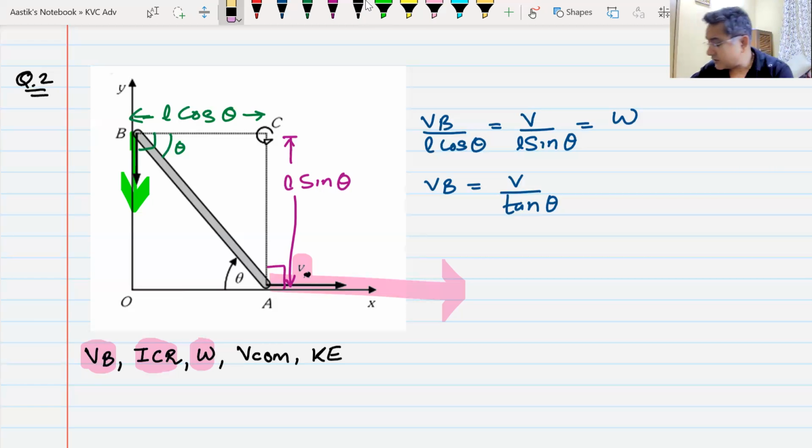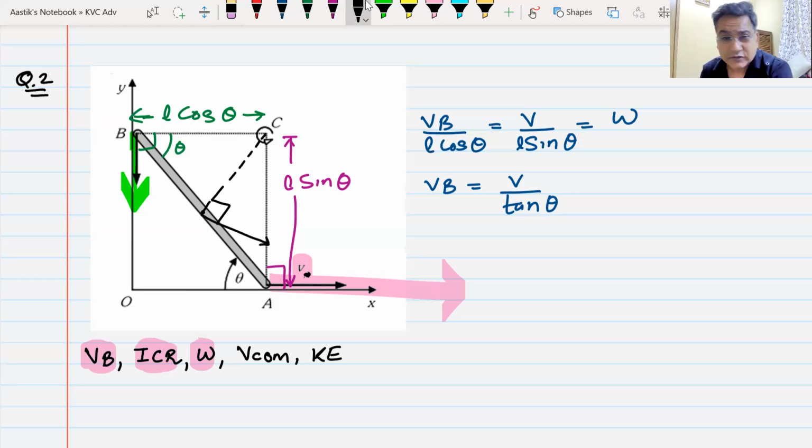One way of finding it out is, if you know the center of mass is at L by 2, you can join this line to the center of mass, and the velocity of center of mass would be perpendicular to this line. It would be going somewhere like this, perpendicular to this line. Let me draw it like this. You just have to find out how much is the length of that line.